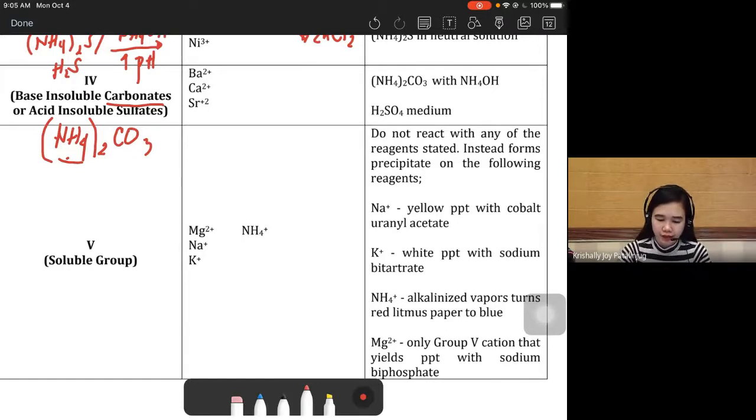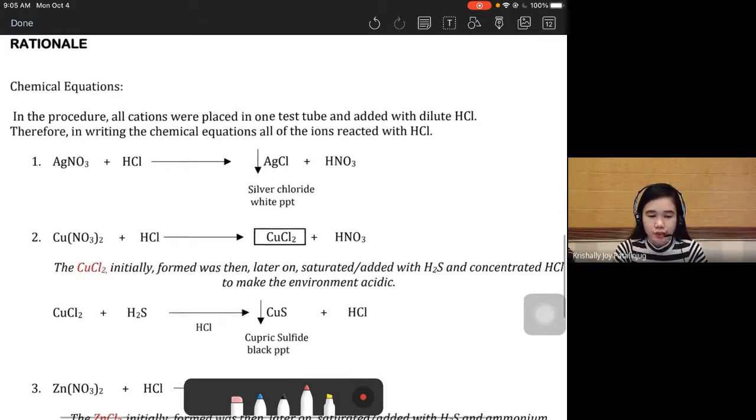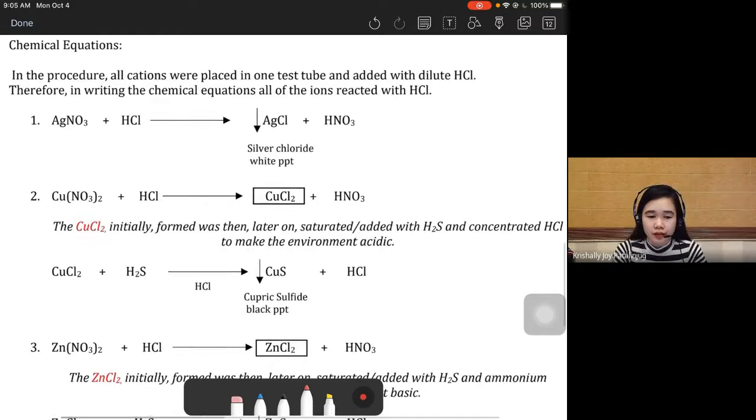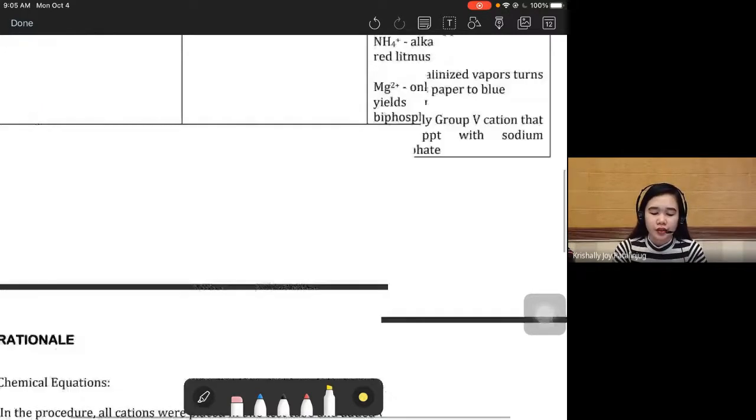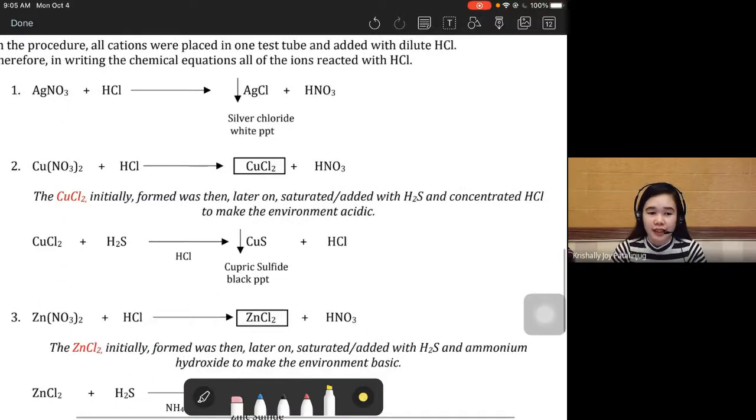Sige. So for the proceeding reactions, chemical equations, this is what I supposedly should see in your output. These are the reactions that dapat nakita ko in your output you submitted last meeting. Okay, this is just a recap. What I discussed here is the concept. Here would be the specific reaction, kung ano yung nangyari on that particular procedure.